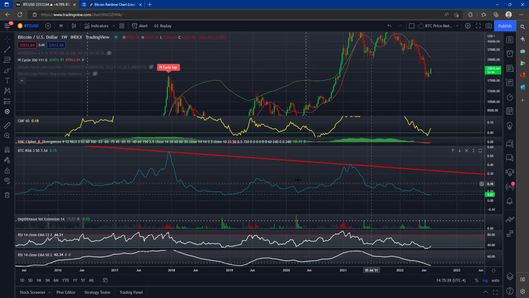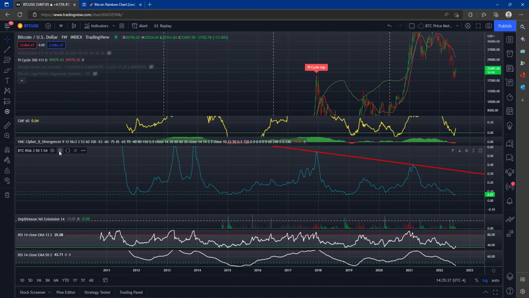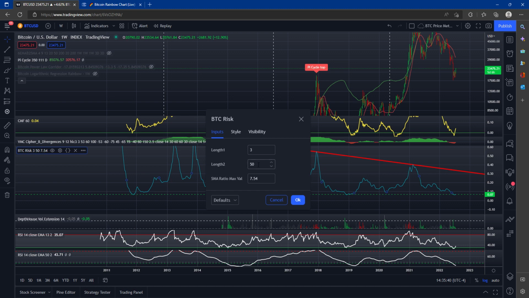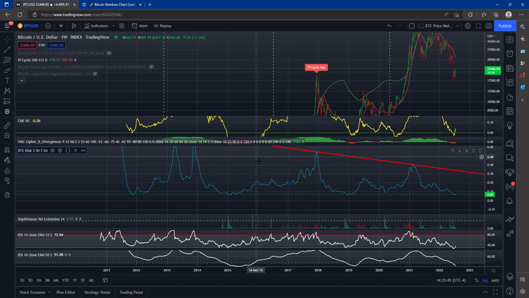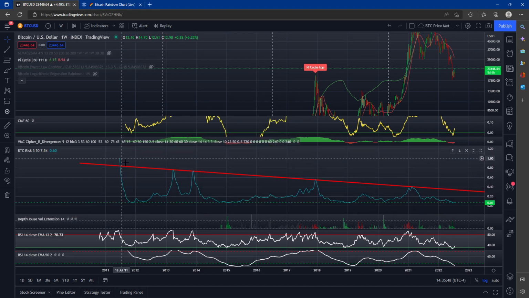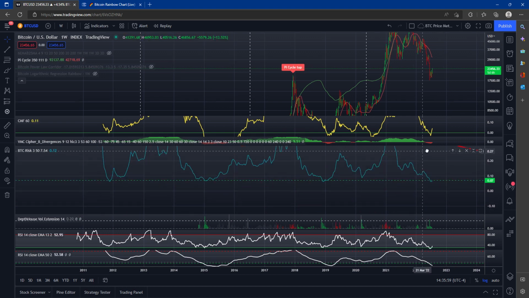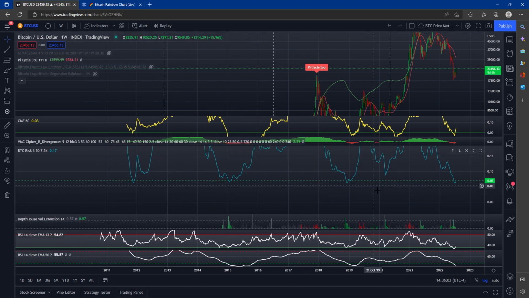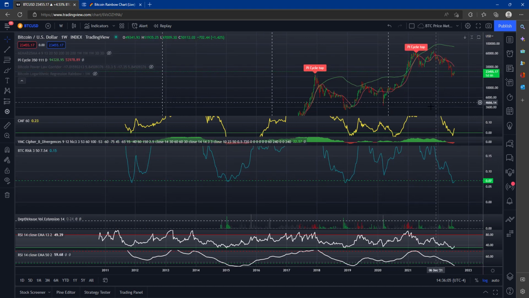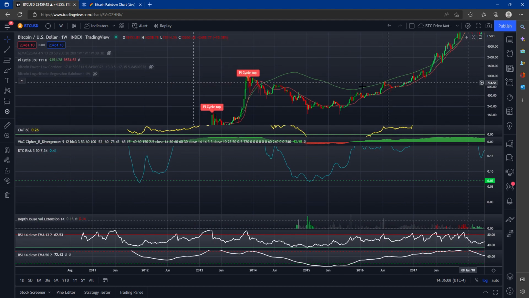Next one is the BTC risk. Again, I didn't create this indicator, but you can just look it up on TradingView. Someone else created it. The way this works is, for length 1, I have 3, then 50, and then 7.54. The reason this is 7.54 is because if you change this to 1, this level up here becomes 7.54. So you just input 7.54 so that you can make this up here 1. It's also pretty good for predicting tops, or has been so far. But today we're talking about bottoms only. And once it gets below 0.07, that tends to be a good time to buy.